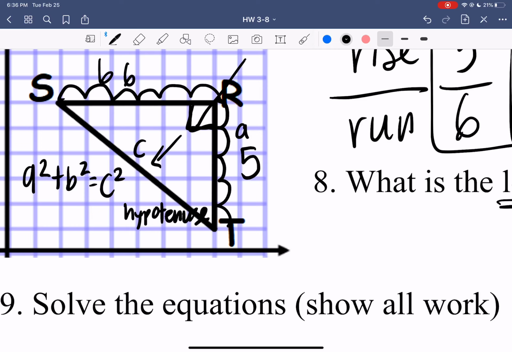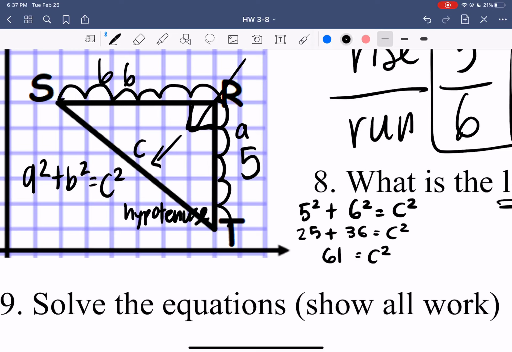So if we plug these in, we have 5 squared plus 6 squared equals C squared. So we have 25 plus 36 equals C squared. 25 plus 36 is 61. That equals C squared. And then in order to unsquare, in order to remove that square, we have to take the square root of both sides. And then C equals the square root of 61. And when you plug that in your calculator, you'll get a decimal here.